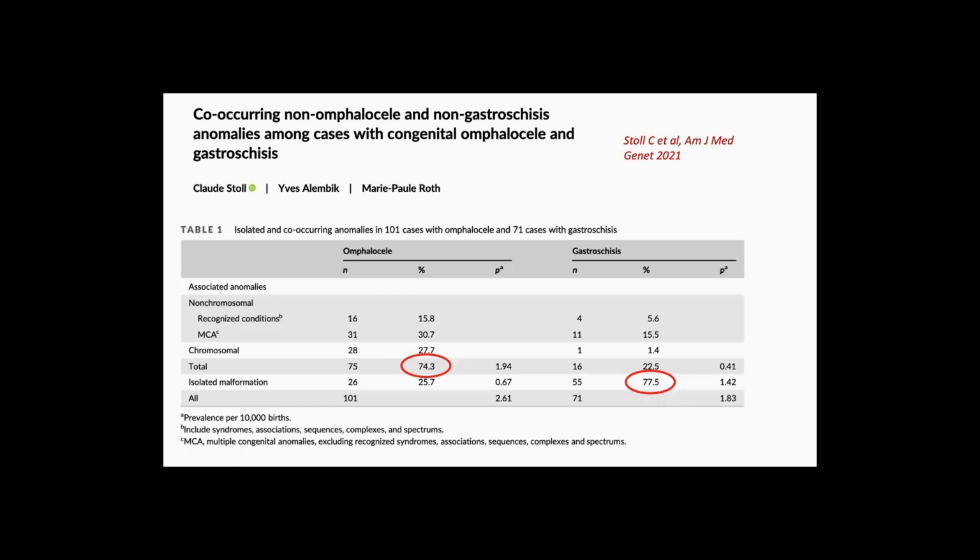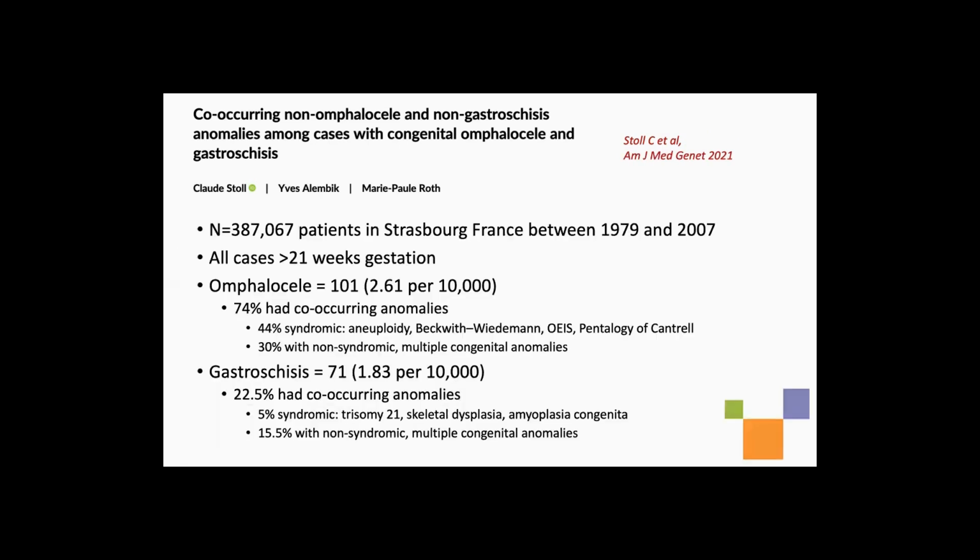As expected, and as we talked about previously, there were associated anomalies in 74% of the omphalocele cases, while 77% of the gastroschisis cases were isolated and only 22% had associated anomalies. For the omphaloceles, 74% had co-occurring anomalies, 44% of those were syndromic, and they were aneuploidies, Beckwith syndrome, OEIS, and pentalogy of Cantrell, and 30% had non-syndromic multiple congenital anomalies. So again, omphalocele is highly associated with syndromic causes, as well as other more random multiple congenital anomalies.